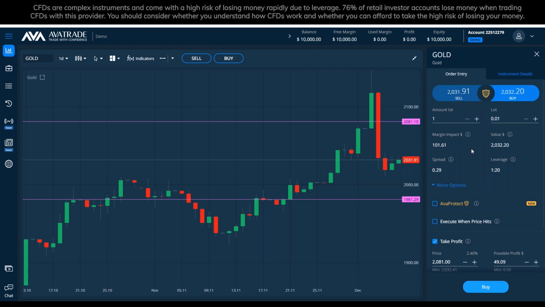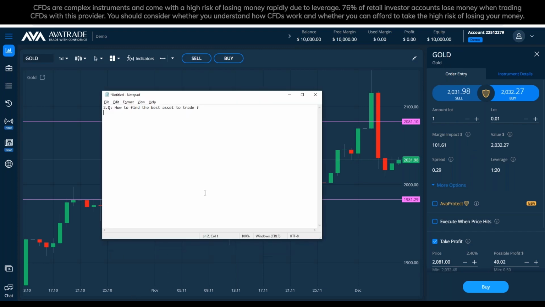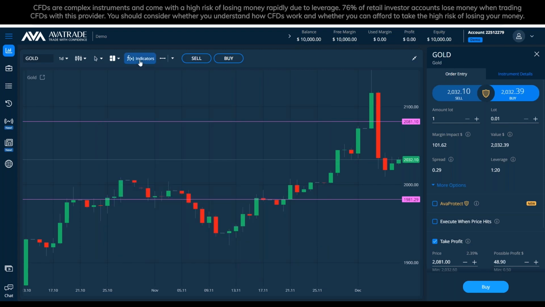Does this make gold the best asset? No, it just makes it better than NASDAQ if I compare the margin usage versus the amount I'm trying to make. But keep in mind something, the bigger the asset, usually the tendency for that to move more dollars. I can't expect silver. Let me just show you, okay? There is an indicator. Oh, no, never mind.